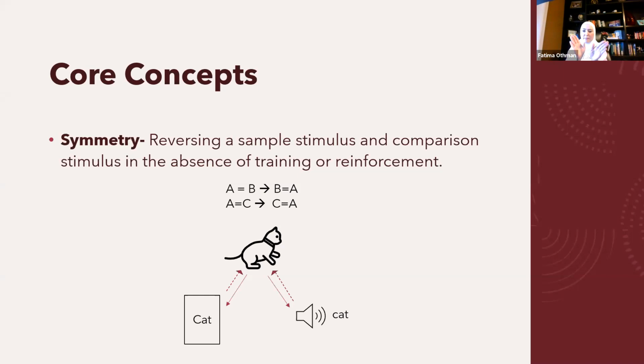I like to think of a butterfly, right? Each wing is symmetrical to the other wing. They look the same. They're opposites of each other. So you're just reversing it.